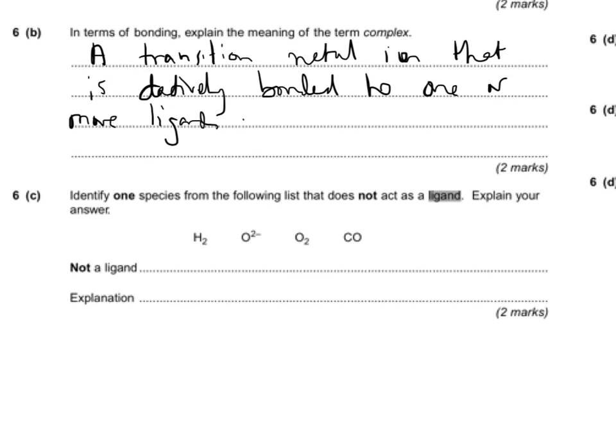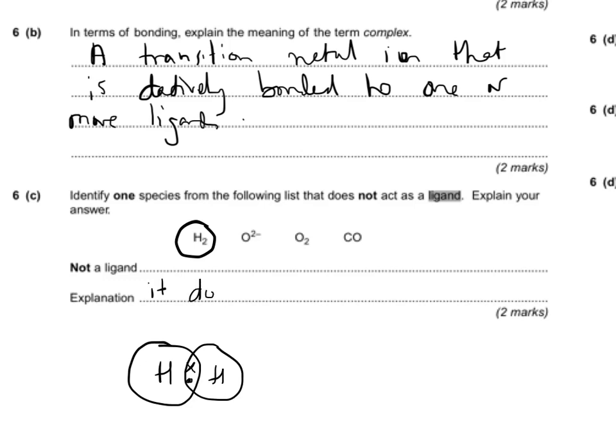So if we're looking for something that does act as a ligand, we're looking for something with lone pairs. So CO has a lone pair on the oxygen. Oxygen has lone pairs on the oxygen as well. O2 minus has lone pairs on the oxygen. It's hydrogen that has no lone pairs. If you draw hydrogen out, H2, you will see that all the electrons are in the bond. It has no other electrons other than those two in the bond. So not a ligand is H2. And the explanation is it does not have any lone pairs.